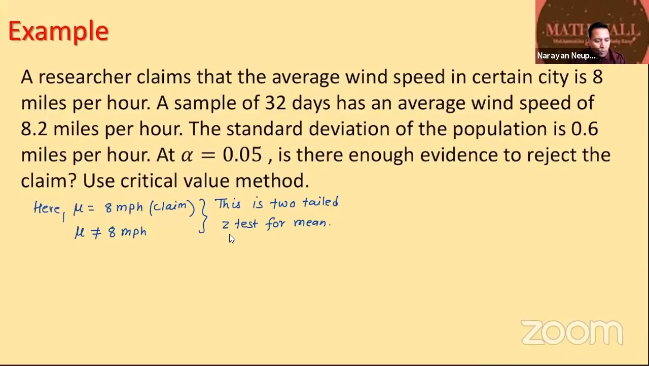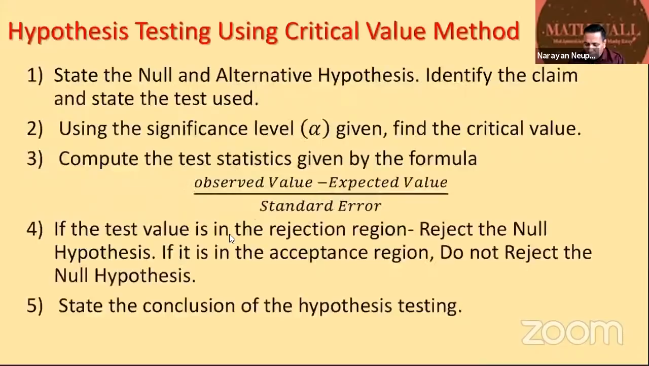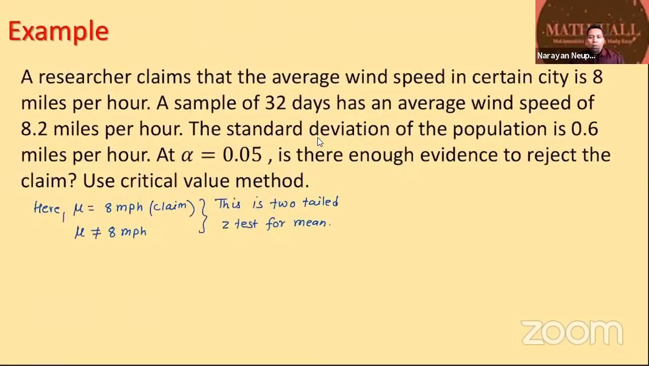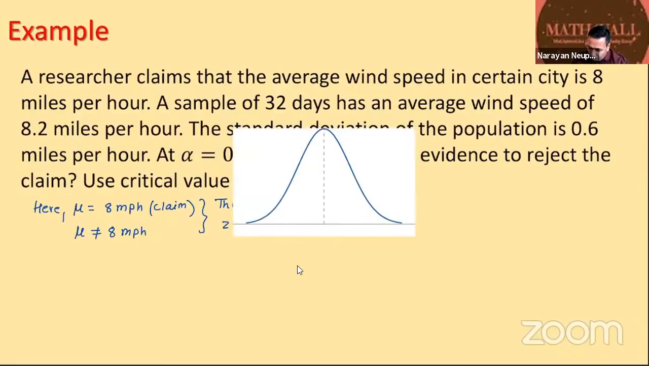Now in step 2, if you go back and check, we have to find the critical value using the significance level. And the critical value is the value that separates the rejection region on the tail. So this is a two-tail test. When we draw the normal distribution here, the rejection region will be on the tails. So let's draw the normal distribution.